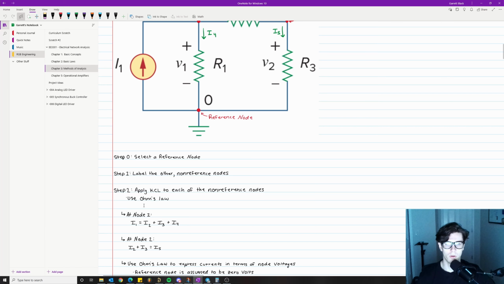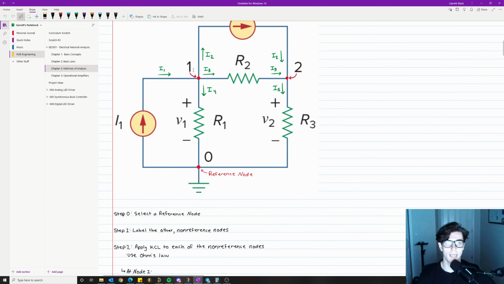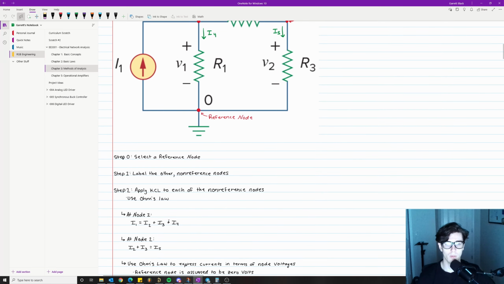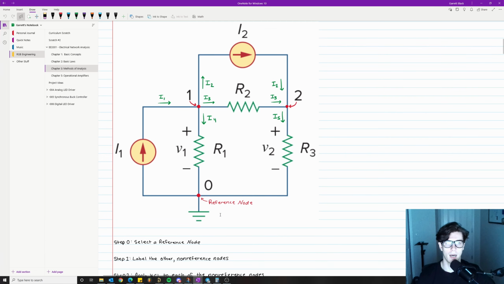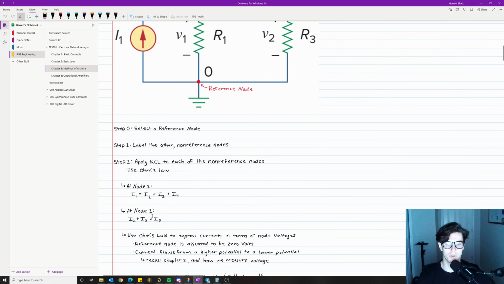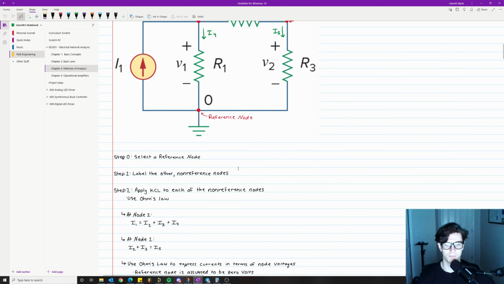Okay, so now what we're going to do, like I said, is apply KCL to each of the non-reference nodes using Ohm's law. Looking at node 1, we see that I1 equals I2 plus I3 plus I4. That's Kirchhoff's current law. Hopefully this makes perfect sense. At node 2, we have I2 plus I3 equals I5. Again, this should be very straightforward. We have I2 and I3 entering the node, I5 exiting the node. That's where we get that equation from.